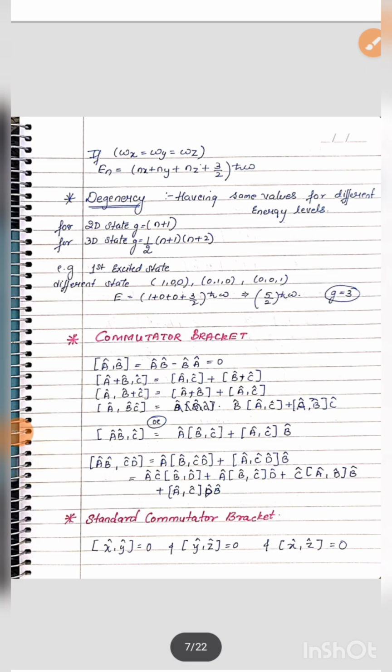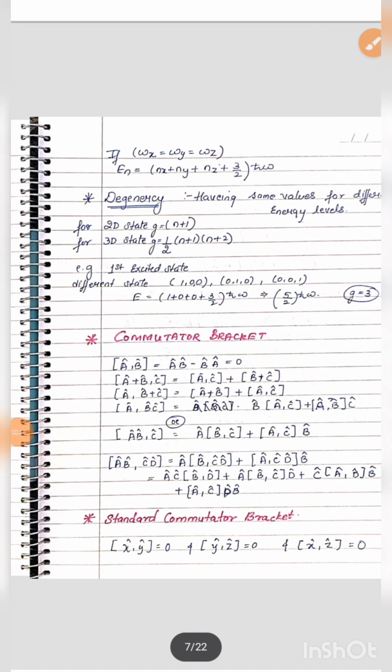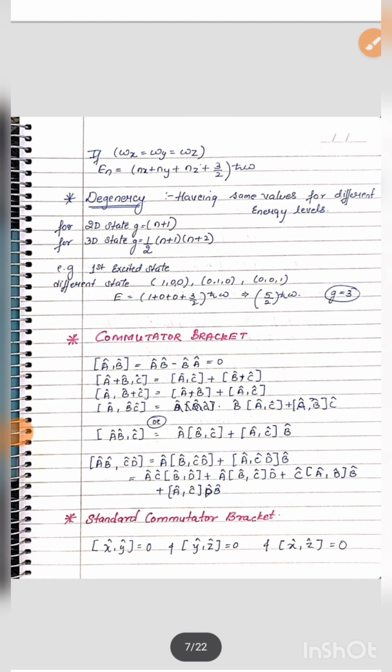So in the last class we have seen a few more formulas. Today we will be seeing a few more formulas in quantum mechanics, that is, the formulas based on the commutator bracket. You are all aware of these formulas. I am just brushing up the things here so that you can remember all these formulas and solve the problems easily. That is the reason why I am taking each and every formula present in quantum mechanics.